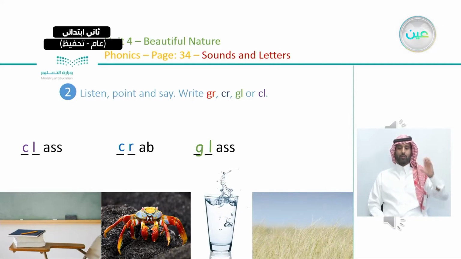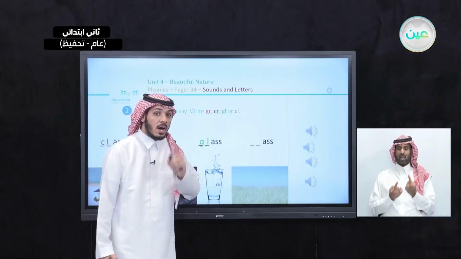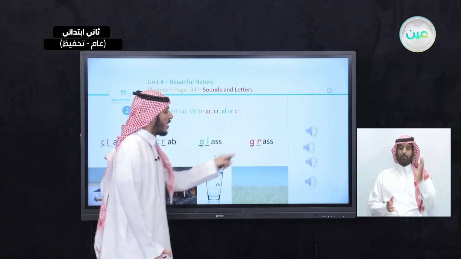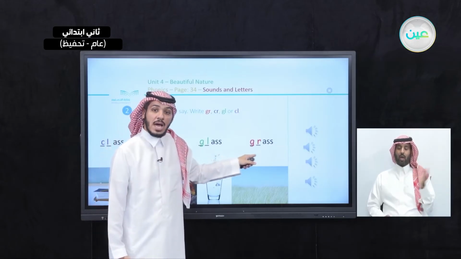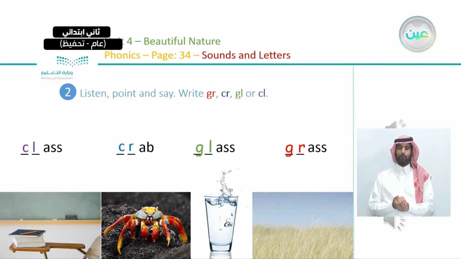Okay, the last one here, we have this. Let's listen and tell me after that. Grass. Okay, what are the two missing letters here? GR. Excellent. So we have GR. So it's grass. Excellent. Okay, so let's read them together.